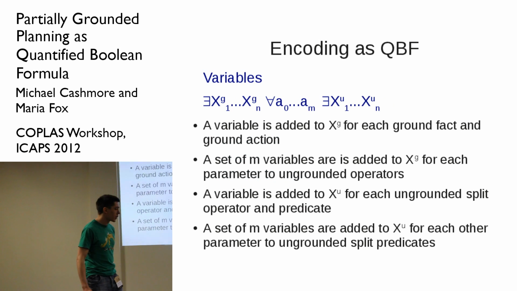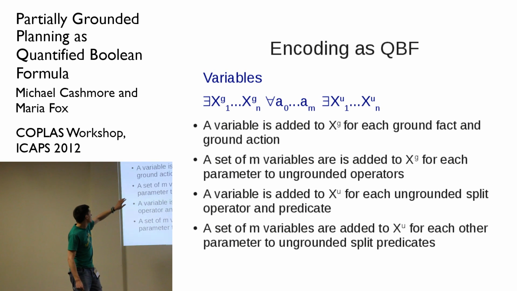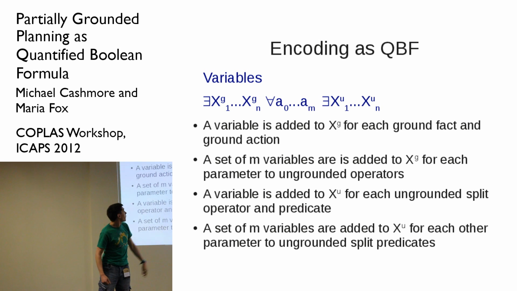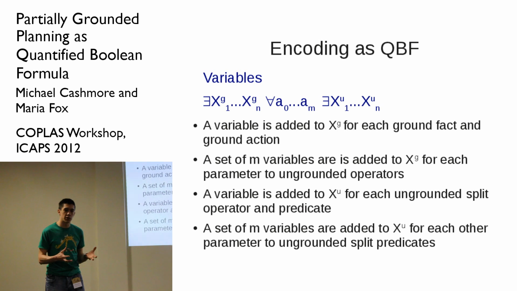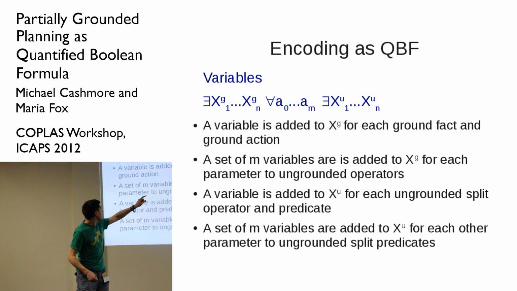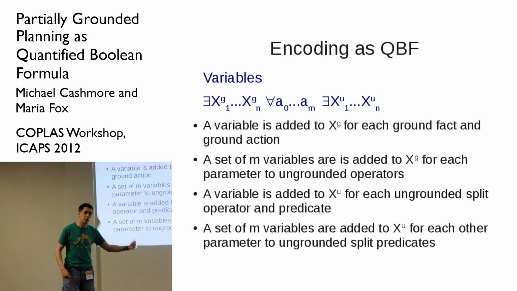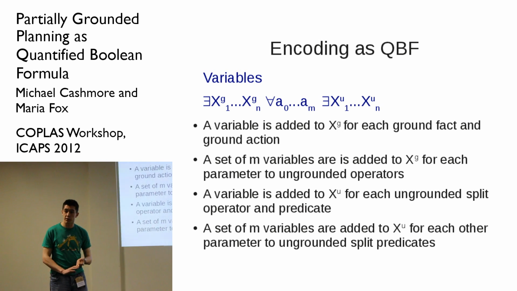Okay, so our quantification then will look like this. We're saying that there exists the set of grounded variables, so that would be actions and facts, for each time step from time step 1 to time step n. And then we have a set of universal variables whose only purpose here is to create the branches that we need for grounding. And then we say that there exists a set of the ungrounded variables from time step 1 to time step n, and this will consist of the predicates and operators.